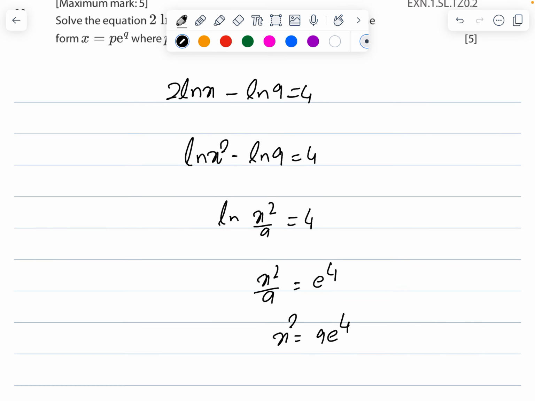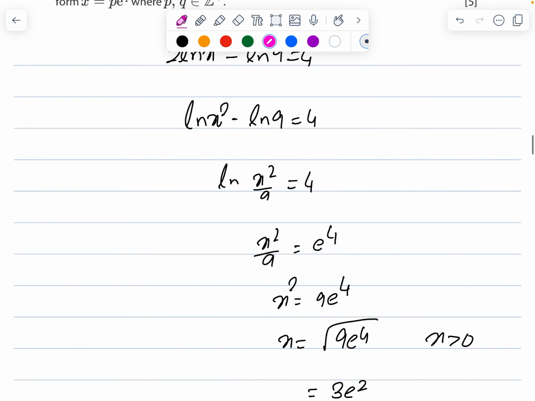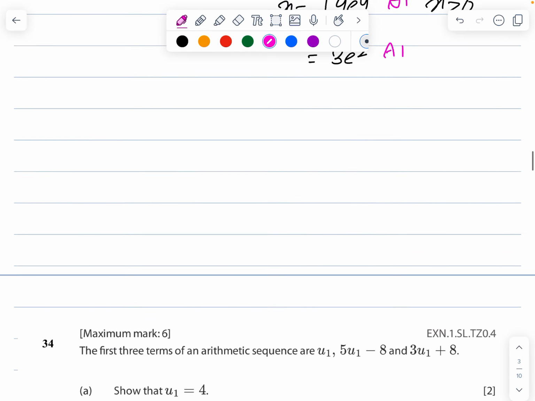So x equals square root of 9 e power 4, which is 3e square. Because x is greater than 0, I take only the positive value. So that's going to be the answer. So it's a 5 marks question. So first of all, over here one method mark and another method mark for writing in the formula. Then I'll be getting an accuracy mark over here, and an accuracy mark, and finally an accuracy mark.